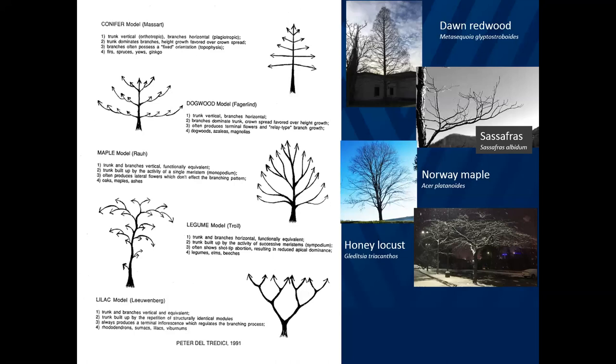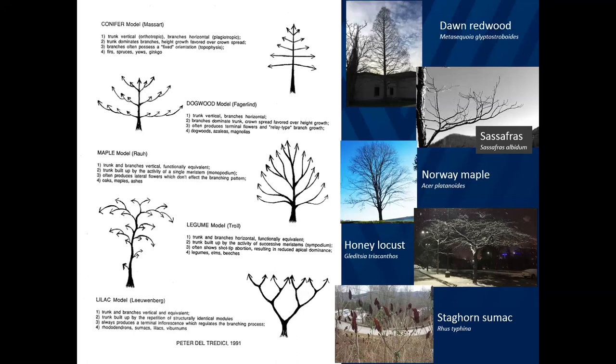And then finally, the lilac model, and one of the most familiar, maybe to all of us, if you haven't looked at the lilac up close, are the sumacs, you know, these kind of small trees that usually end in a flower structure, a fruiting structure as shown here in this picture. And then after that, that's at the tip of the twig. So the laterals grow out beyond those and form these little Ys as the tree grows.